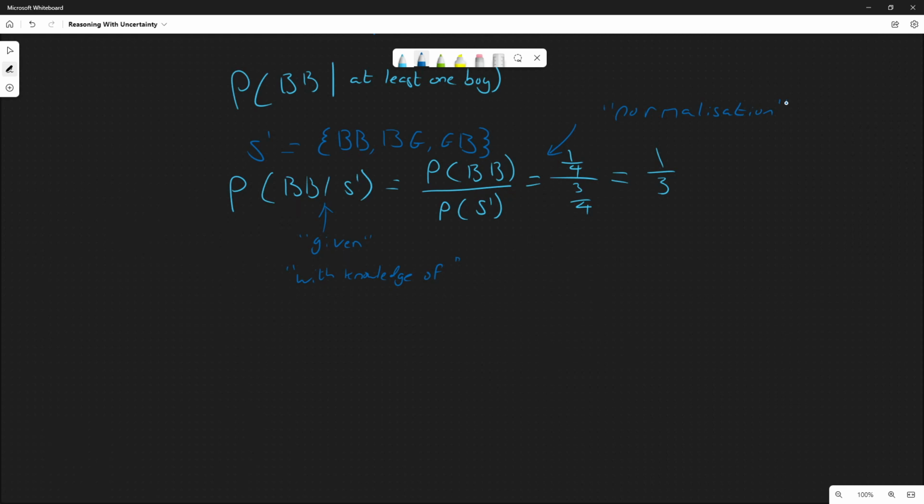However, we still have the issue that using this method, the probability of 2 girls is still 1 over 3, because you just plug the numbers in and you get 1 over 3, because the probability of 2 girls according to the original is 1 over 4, which is the same as this one, and the probability of this remains 3 over 4, so you get the same answer in the output. That's not right. How can we fix this?